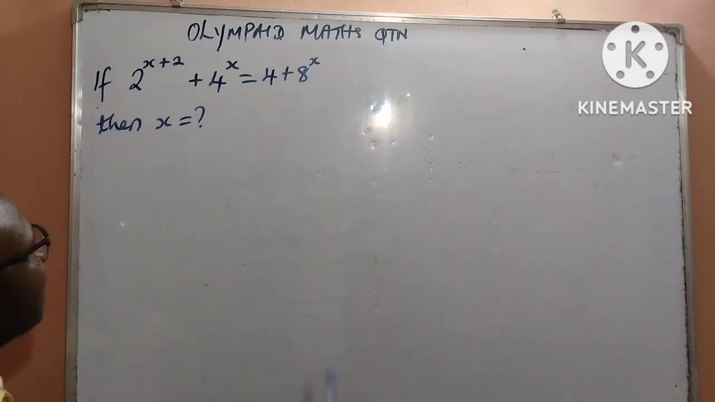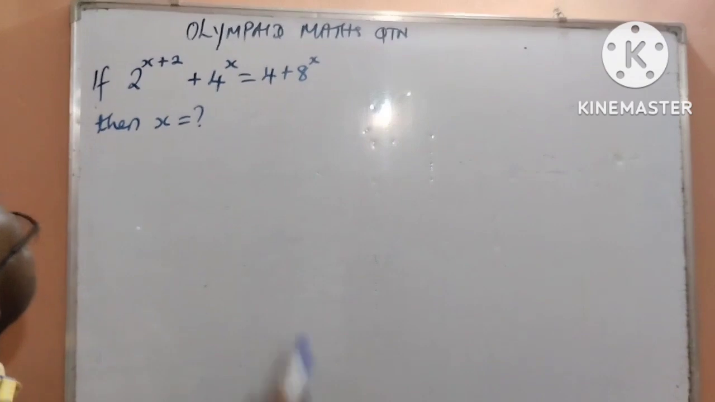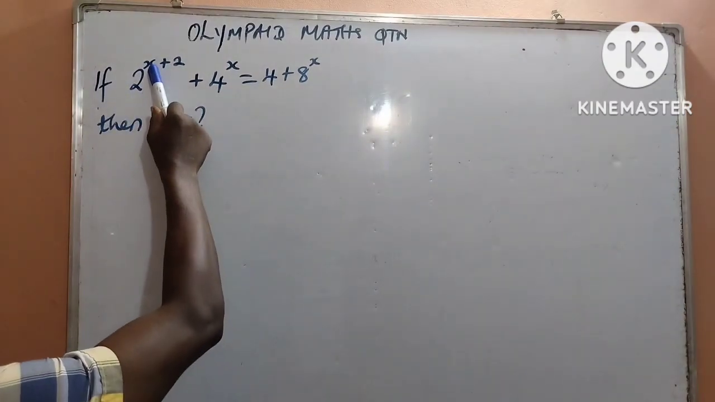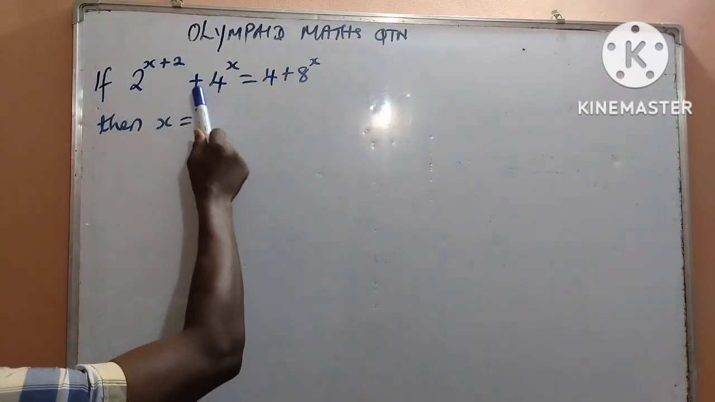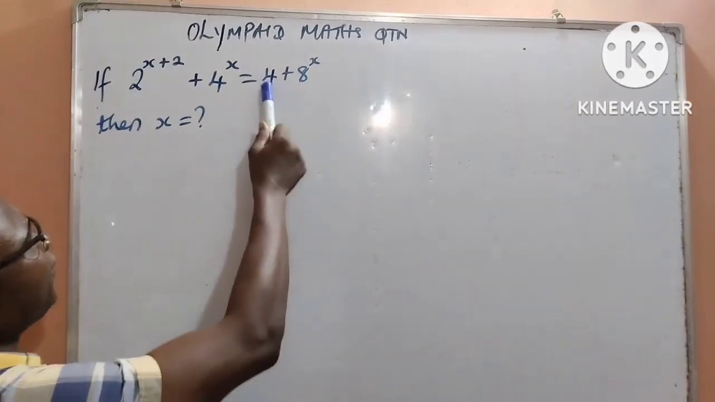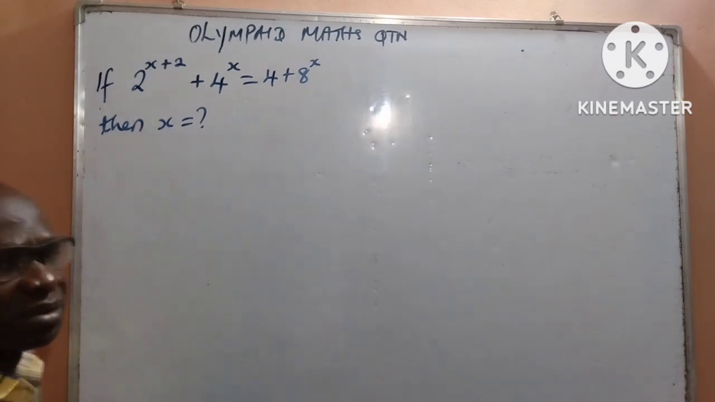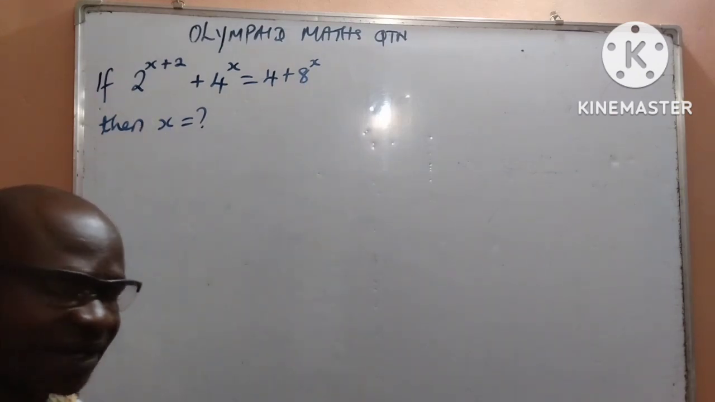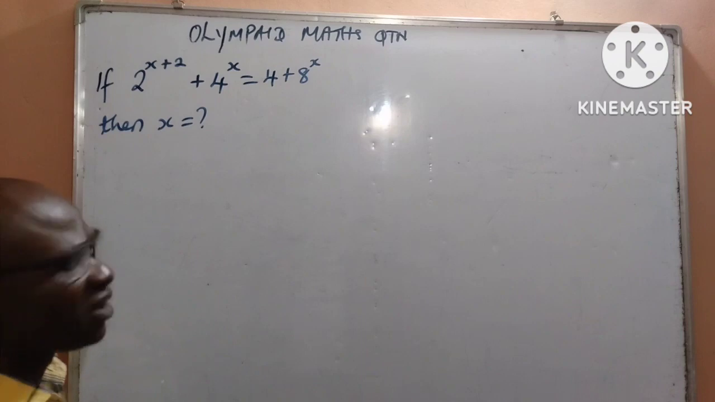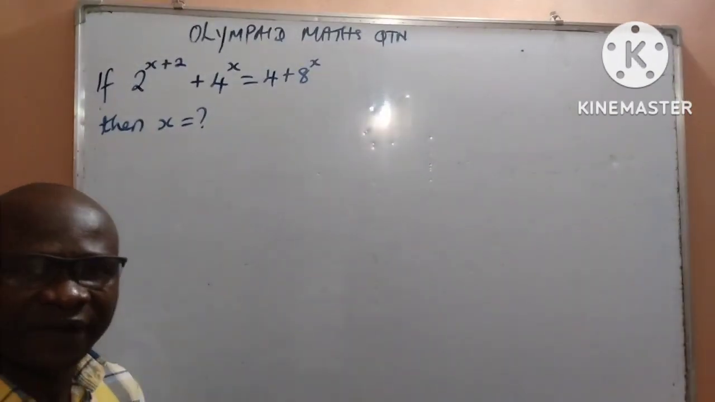I shall be solving an Olympiad mathematics question, and the question is given to us to solve: if 2 to the power of x plus 2, then plus 4 to the power of x is equal to 4 plus 8 to the power of x, then what is the value of x? It is an Olympiad math question, and we shall be solving to get the value of x.